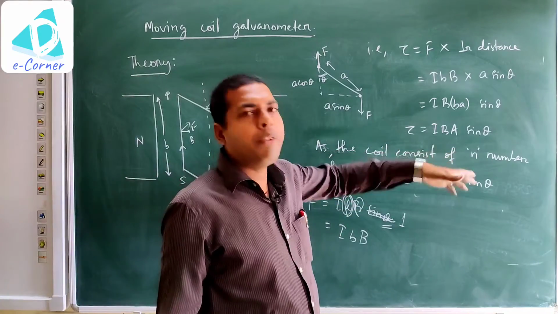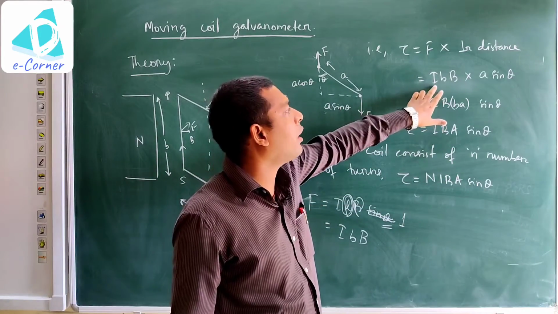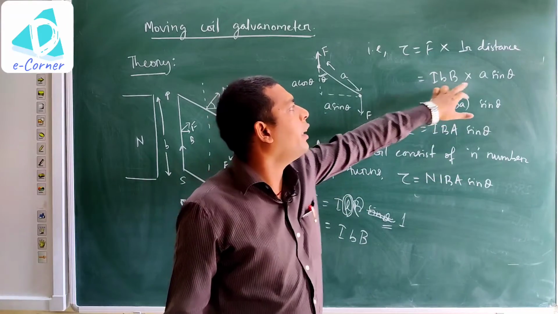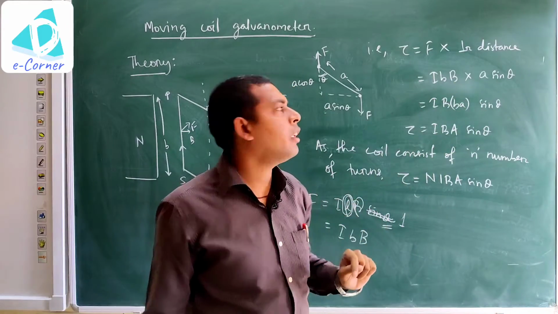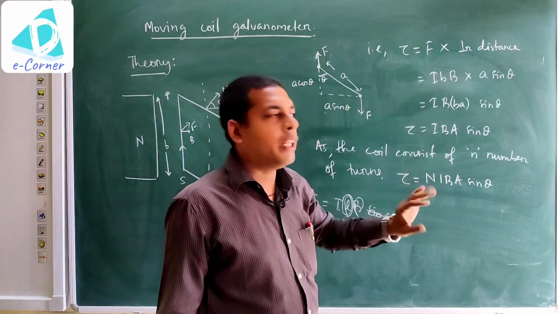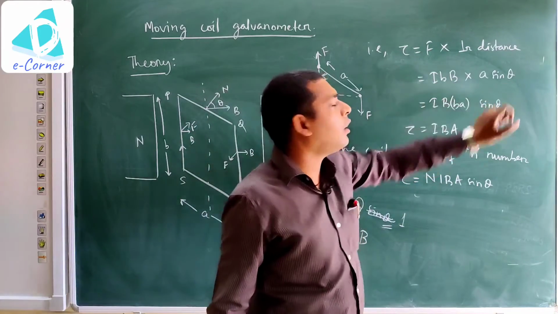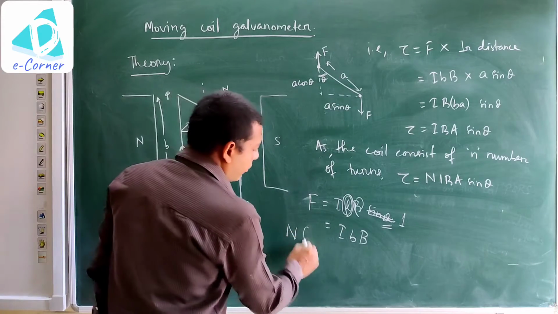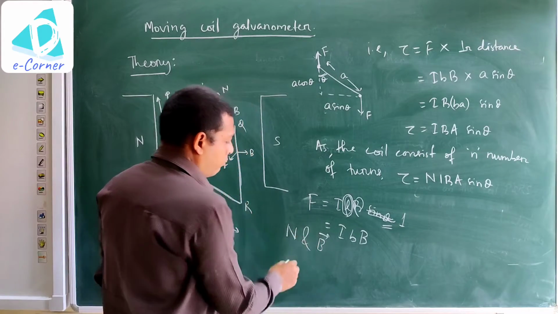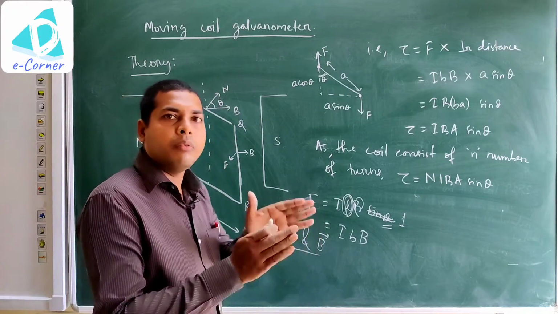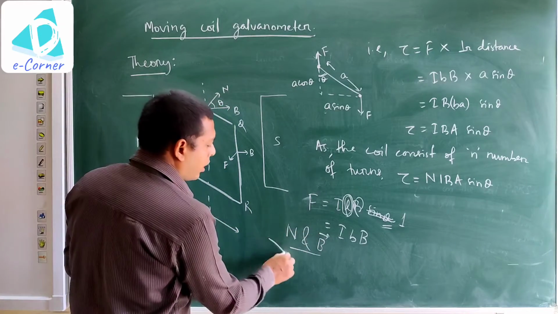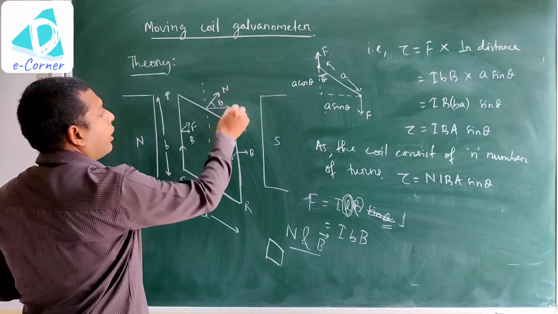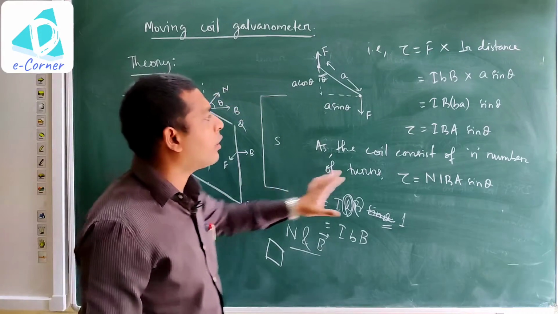Okay. If you want to write all the notation, you can write: I is the current flowing through the coil, small b and A are the sides of the rectangular coil, B is the magnetic field and theta is the angle between the normal and the magnetic field. Remember, the normal of the plane, which plane? The rectangular coil plane. This is the normal and the magnetic field. Remember that one.